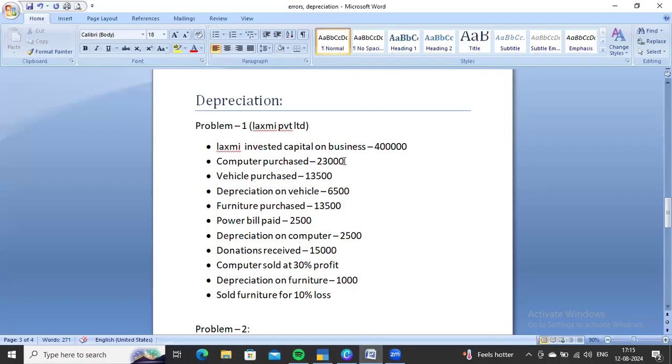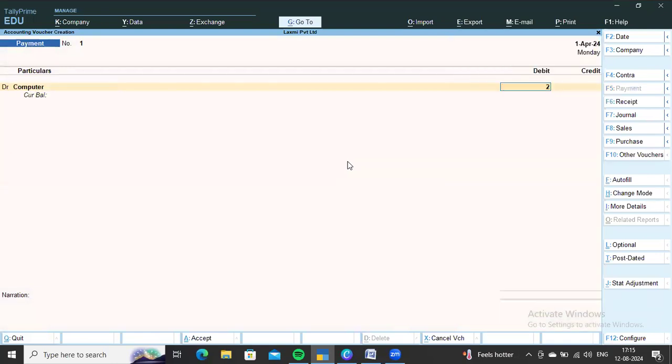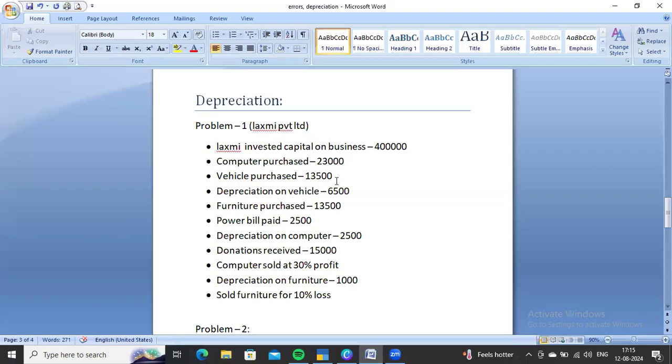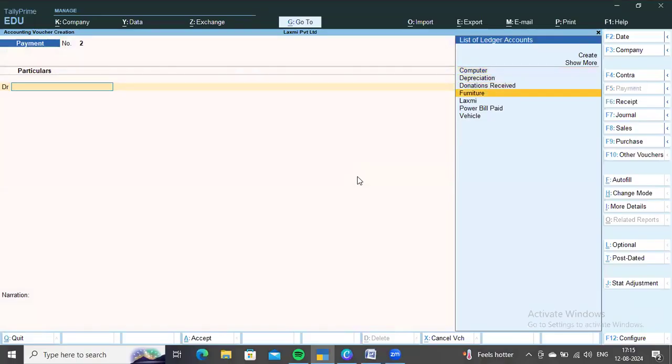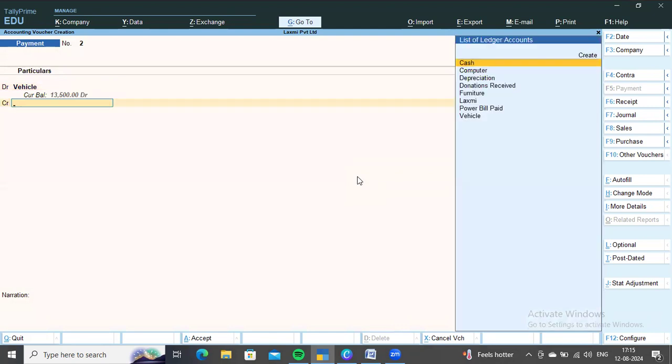Next, computer purchase at 23,000. Here you purchase a computer and make a payment in cash, so it comes under payment voucher. Debit computer account 23,000 as the computer is coming in and credit cash account as cash is going out. Then press Ctrl A. Next, vehicle purchased: debit vehicle account and credit cash account.